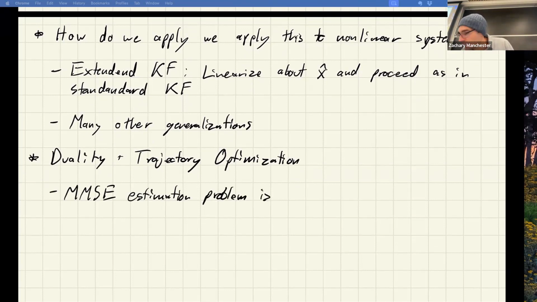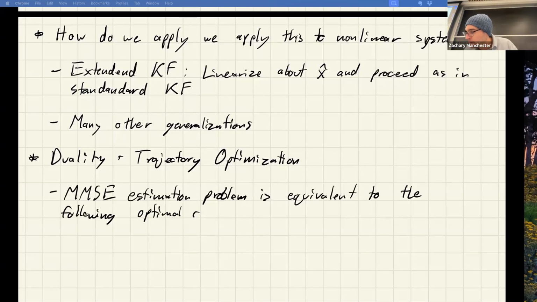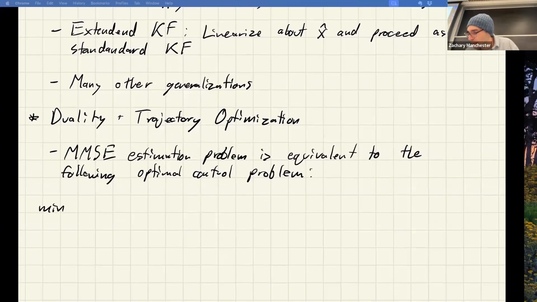This MMSE problem is equivalent to the following optimal control problem. So I'm going to do my usual thing. We're going to minimize over a state trajectory, and we're also going to minimize over a noise trajectory. It turns out the process noise, the W's, take on the same role as the control inputs, which is kind of funky.